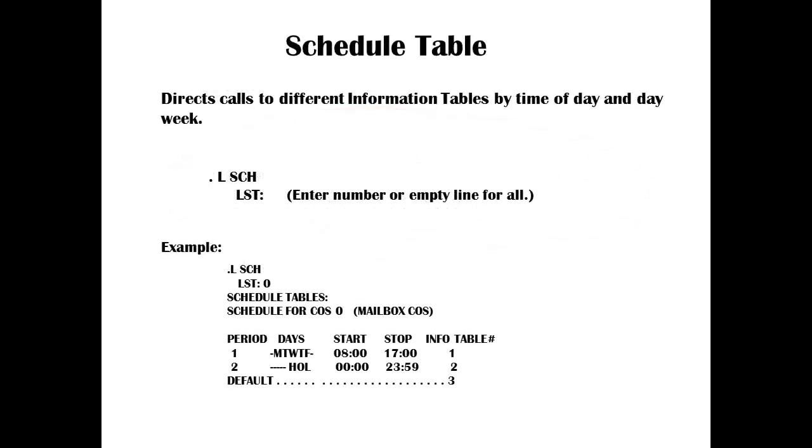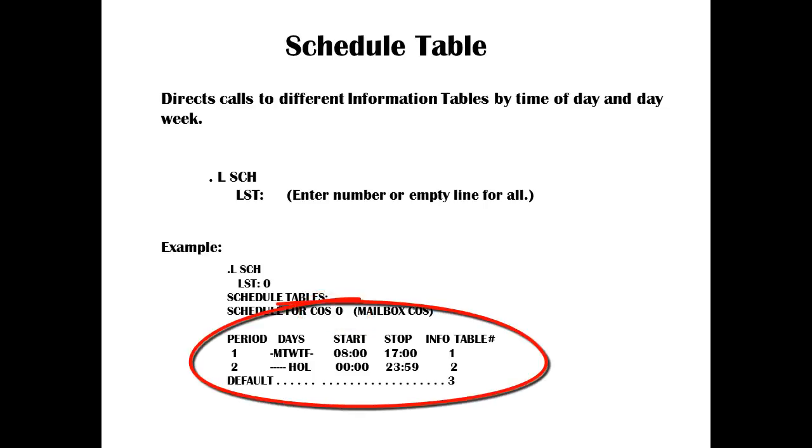This table directs calls to a different information table by time of day and day of week routing. At the update prompt, we enter the L-SCH command, enter a specific number or an empty line for all. This example shows a schedule table 0. It is associated with class of service 0 with 3 defined routing periods.